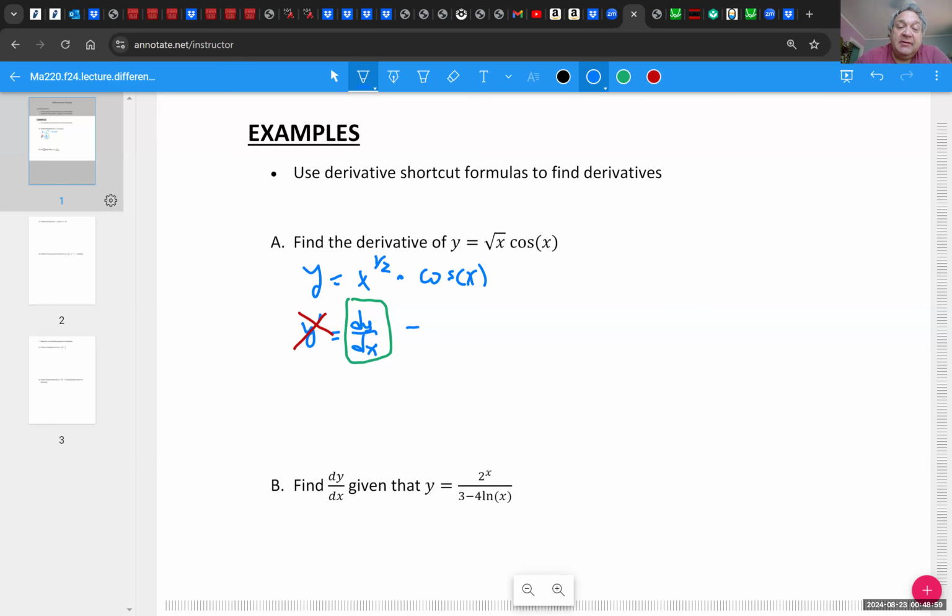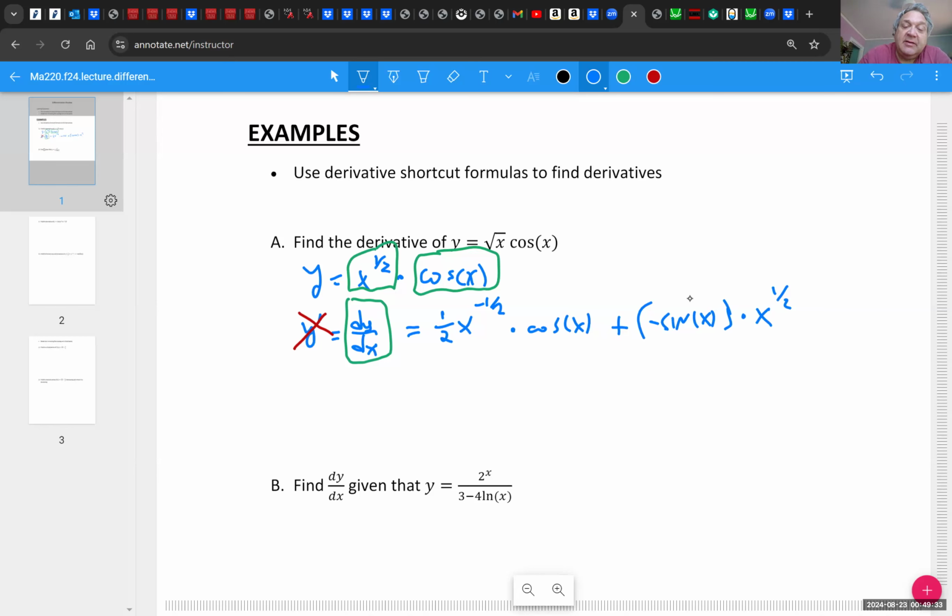All right, so dy dx is equal to, there are two functions here. There's one function here. There's a second function here. So I'm going to differentiate the first one using the power rule times the second function. And I'm going to add to that the derivative of the second function. The derivative of cosine is negative sine. And that is times the first one. So that's how the product rule works.